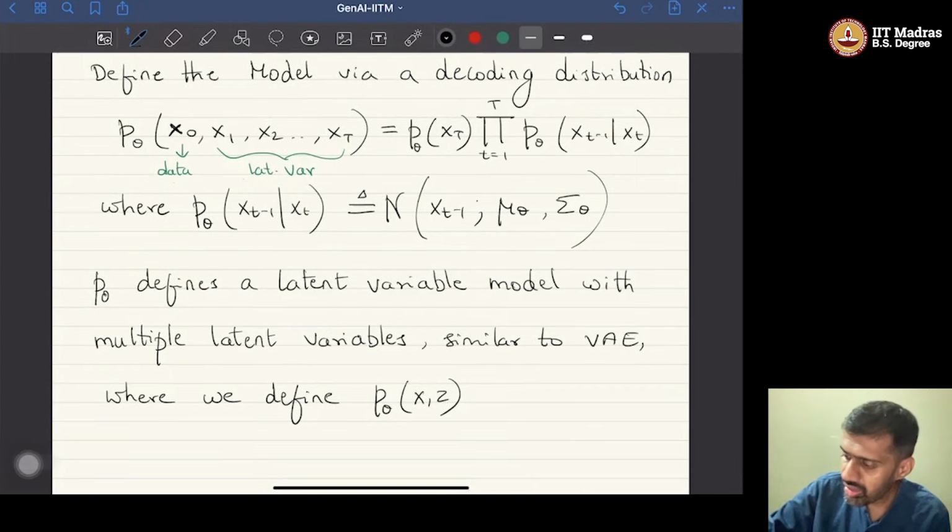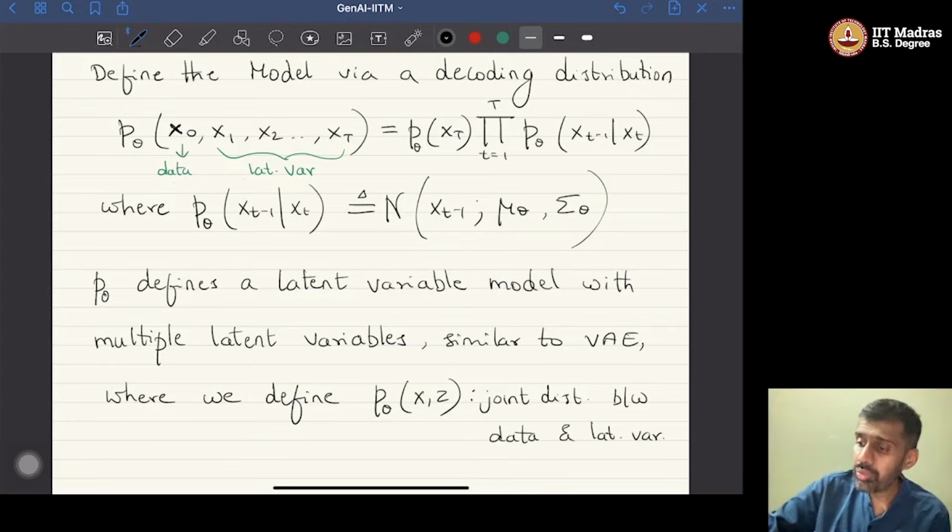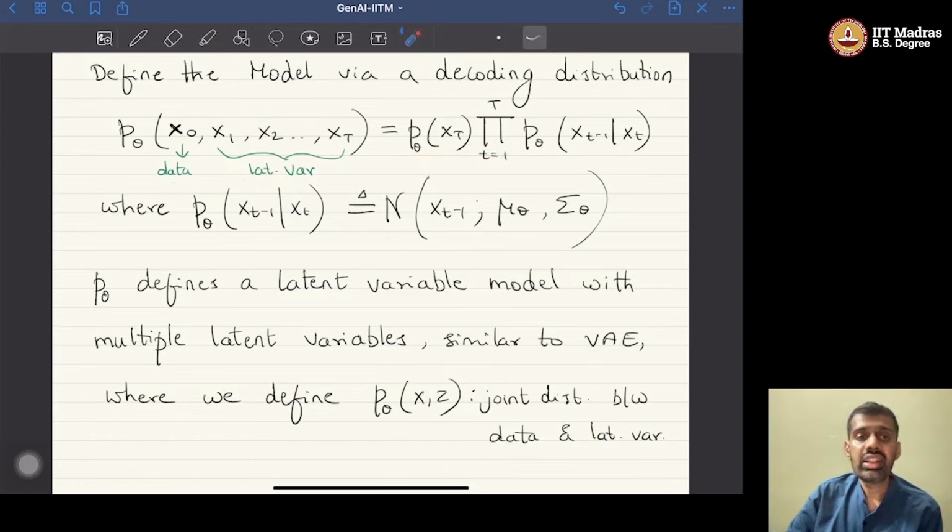So this is the joint distribution between data and the latent variables. Okay, now unlike in a VAE, this has a particular form here, which comes from the fact that the decoding distribution, or the so-called model distribution, is also assumed to adhere to a Markov chain in the reverse direction.